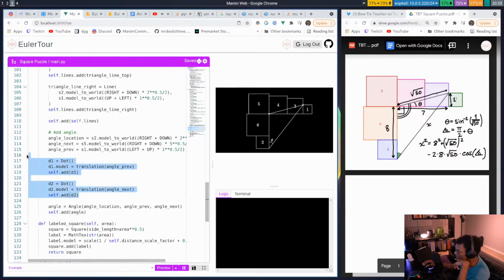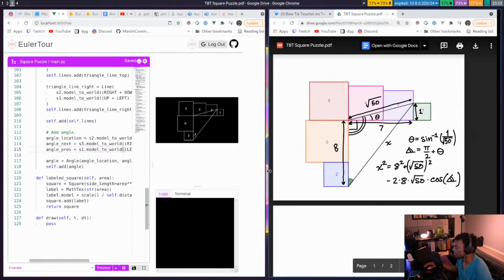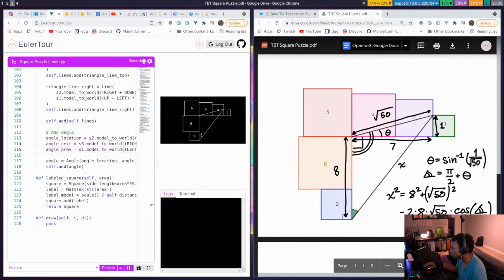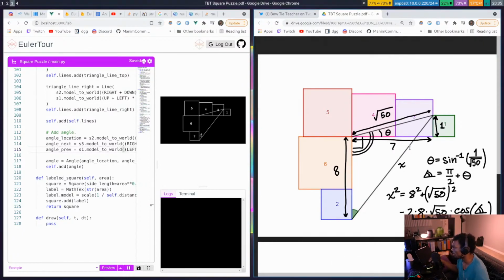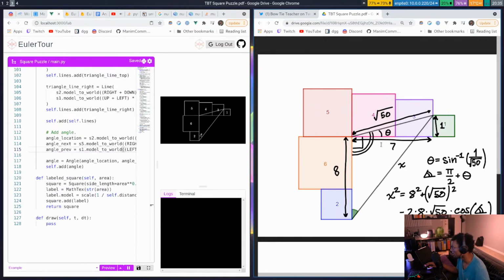I can take off these dots. Now, let me just go through this step by step. So the first thing is you get this side. And you get this side. That's immediate. And you get that side. Okay, so you get this side. Then in order to get this side, you get this and this, and you use that to get this with Pythagorean theorem. Now you know the 8 and the root 50 and the 7, and you can get theta pretty much immediately just using a sine.